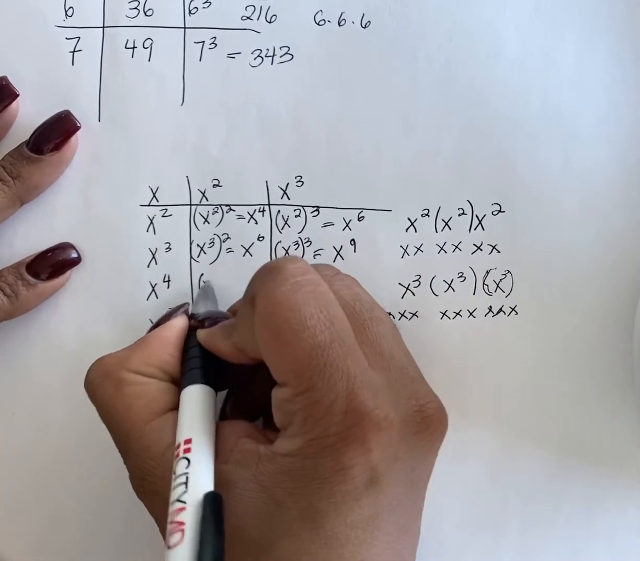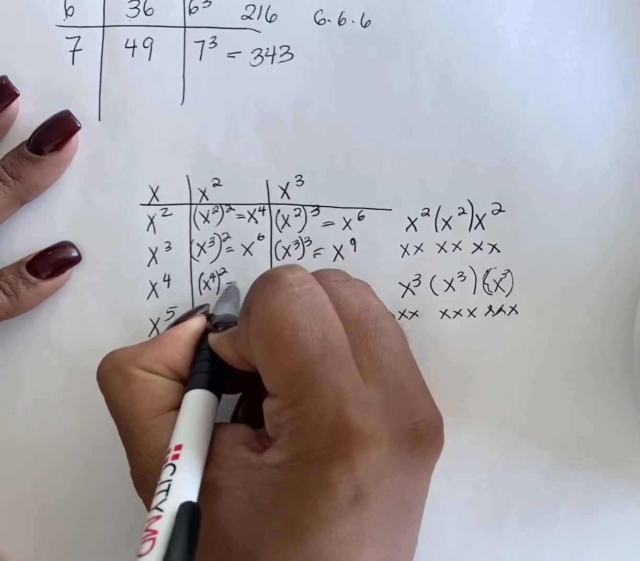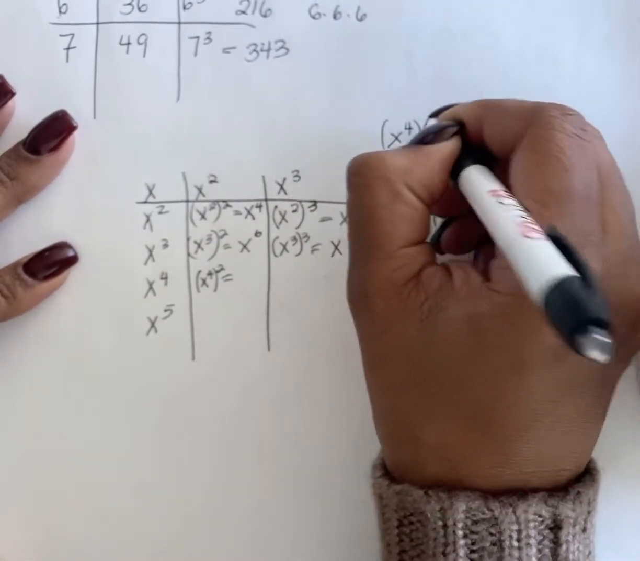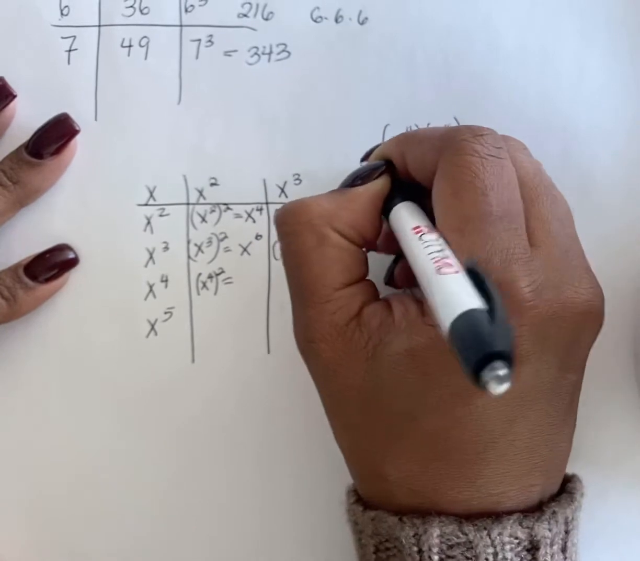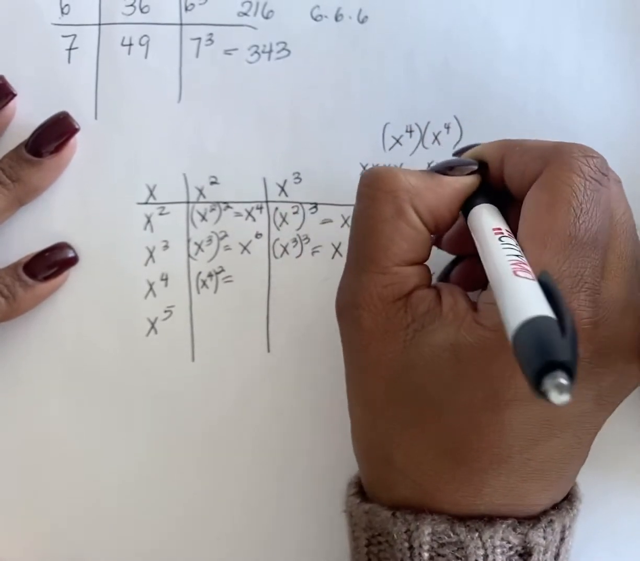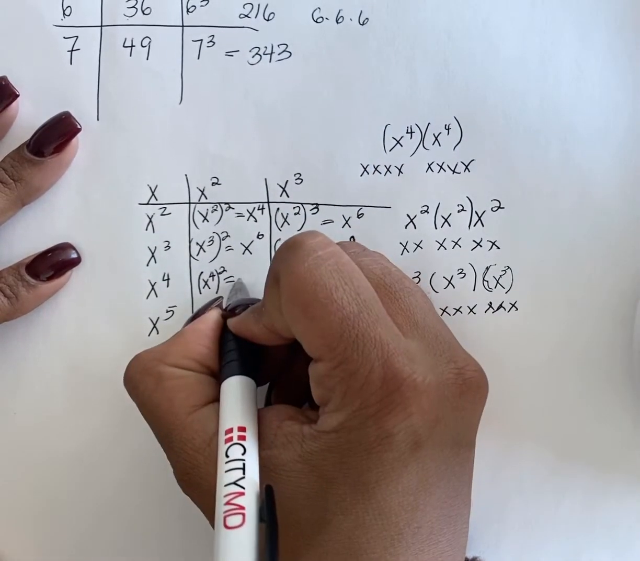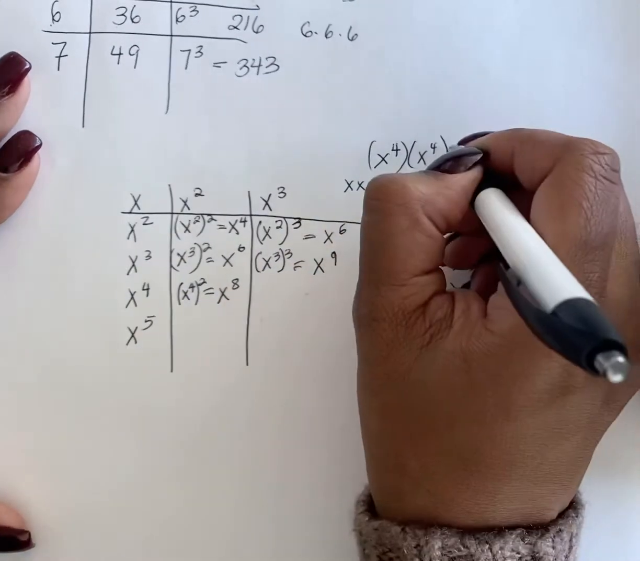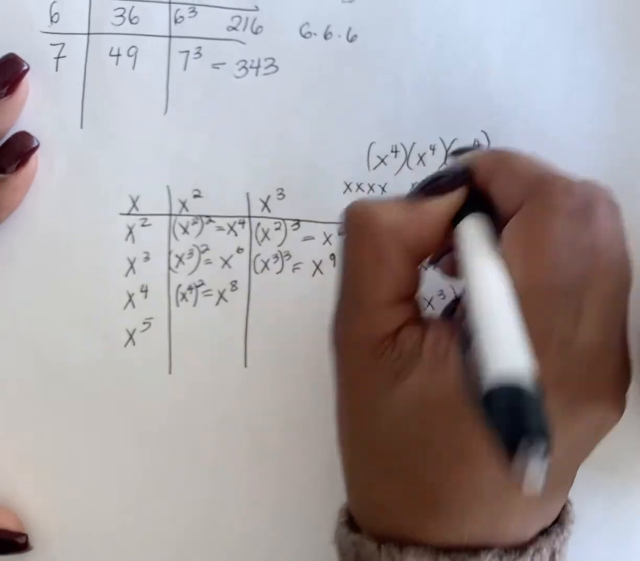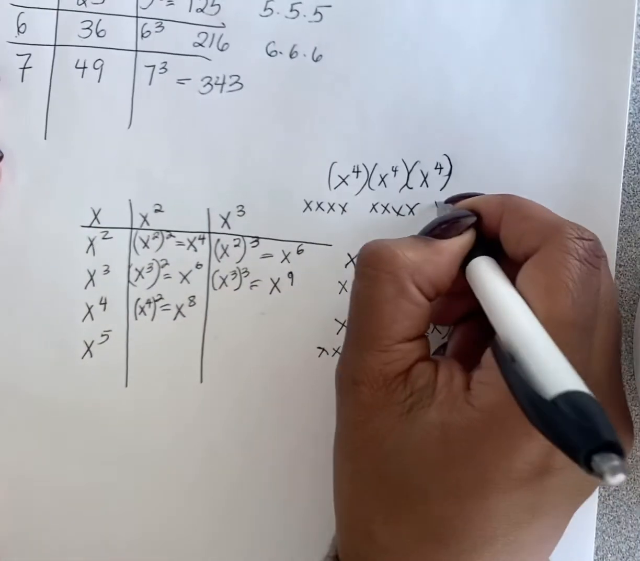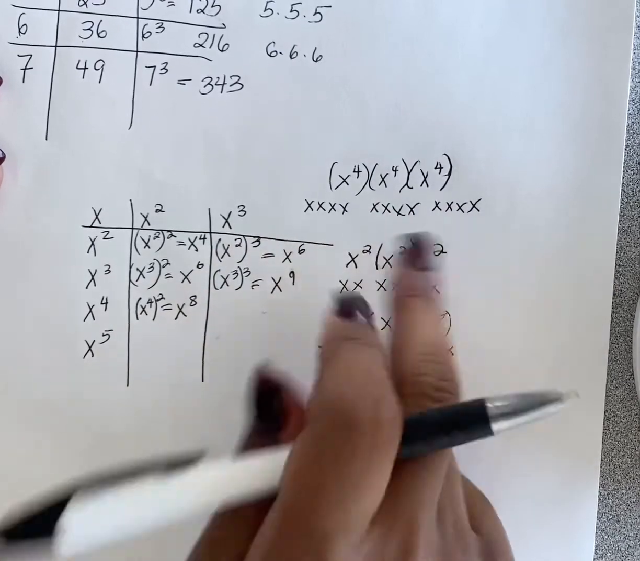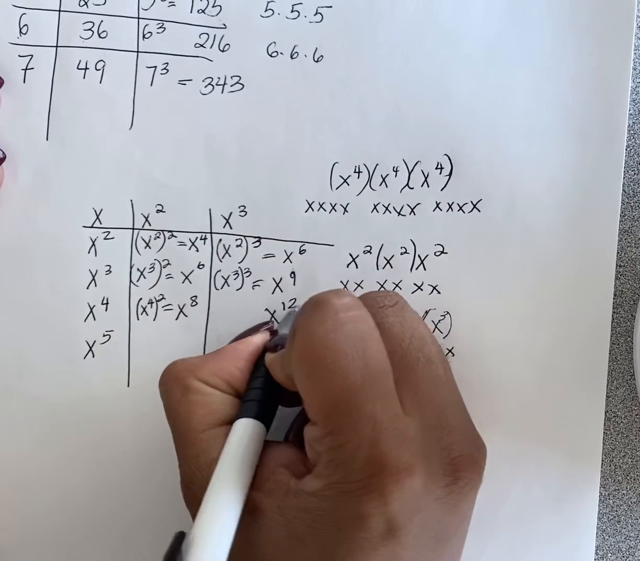So if I have x to the fourth and I square it, that means I have x to the fourth times x to the fourth, which is 4 x's times 4 x's, which is 8 x's. So that's x to the 8th power. And then if I cube it instead of squaring it, I have 4 more x's, which really gives me 4, 8, it should be x to the 12th.